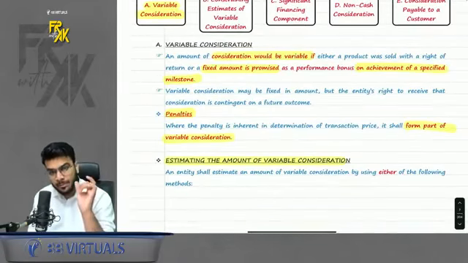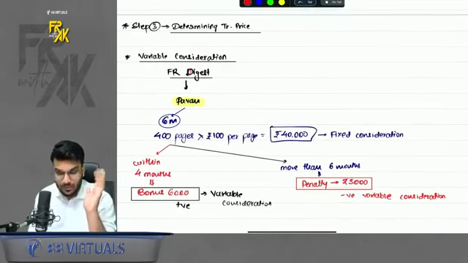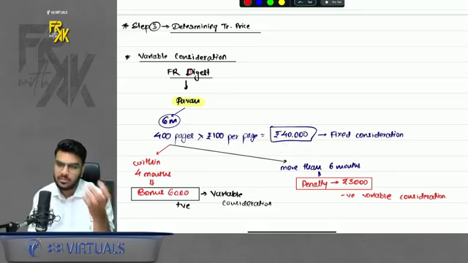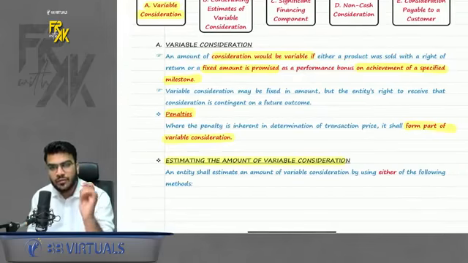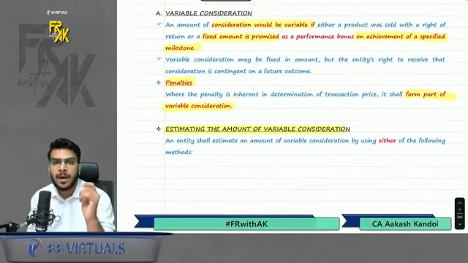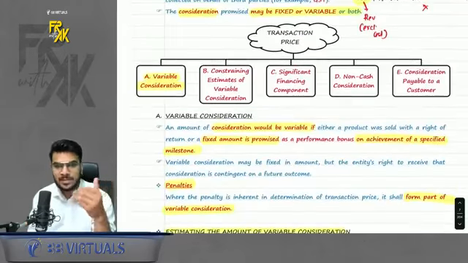Variable consideration can be positive also. It can be negative also. Let's say I tell him that if you take more than 6 months, I will charge you a penalty also. Then here it is a negative variable consideration. It can be either of it. So first of all, whether variable consideration should form part of transaction price, the answer is yes.